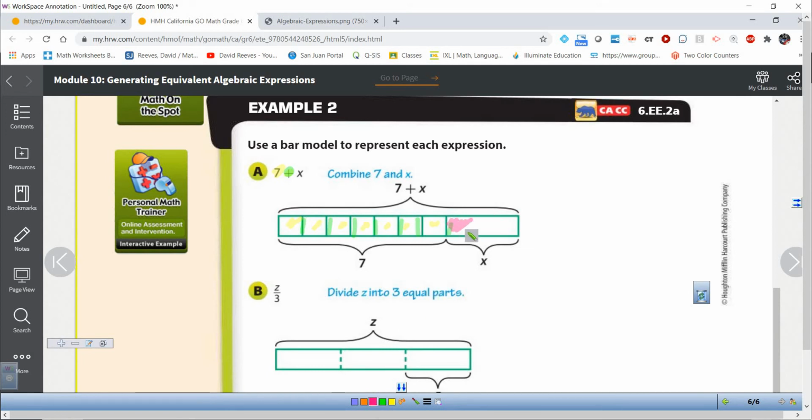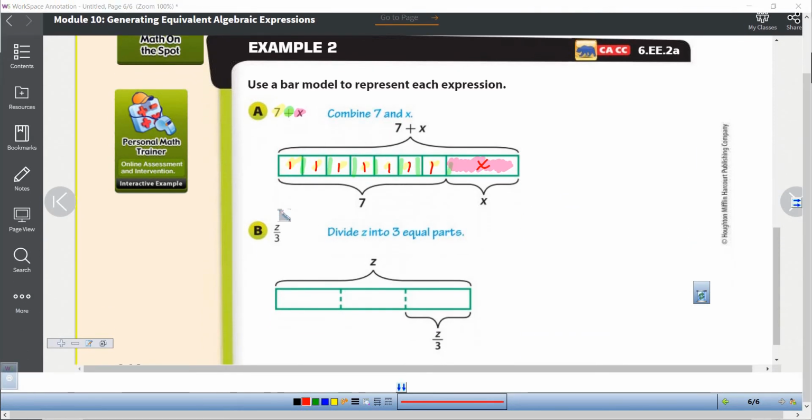So here is x. Now, x is an unknown length. We don't know how long it should be. x could actually be shorter than one of these. Each of these represents 1. Do you guys see that? This is 1, this is 1, this is 1, this is 1, this is 1, this is 1, this is 1, and this is x. And so what do I get? I get 7 plus x.